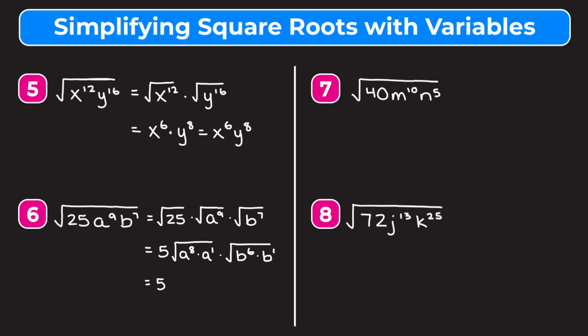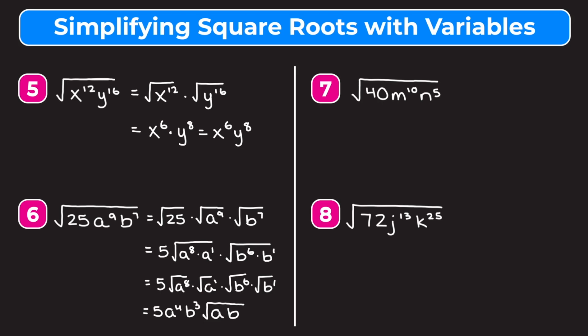And now we can really write this as 5 times the square root of a to the 8th times the square root of a to the 1st times the square root of b to the 6th times the square root of b to the 1st. And now we can cut the even exponents in half. So we're going to have 5, and if we cut a to the 8th, if we cut that exponent in half, we get 4, so we get a to the 4th. I'm going to cut the b to the 6th in half and put it on the outside. So if we cut 6 in half, we get 3, so we get b to the 3rd. And now we still have this a to the 1st and b to the 1st left underneath our square root. We're going to put those together. So we have a to the 1st, which is just the same as a, times b to the 1st, which is just the same as b. So we get 5 a to the 4th, b to the 3rd, times the square root of ab as our answer.